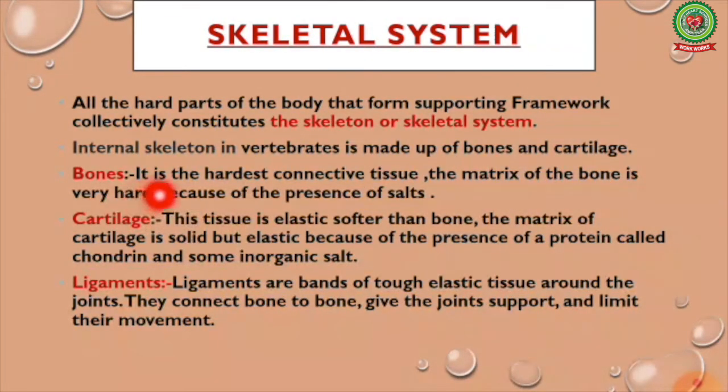Now, bones: it is the hardest connective tissue. The matrix of the bone is very hard because of the presence of salts. Now, cartilage: this tissue is elastic, softer than bone. The matrix of cartilage is solid but elastic because of the presence of a protein called chondrin and some inorganic salts. Now, the ligaments. Ligaments are bands of tough elastic tissue around the joints. They connect bone to bone, give the joints support and limit their movements.